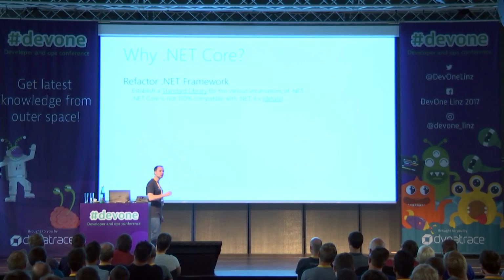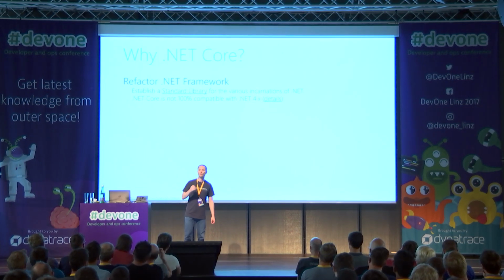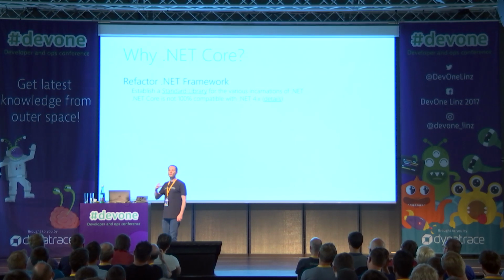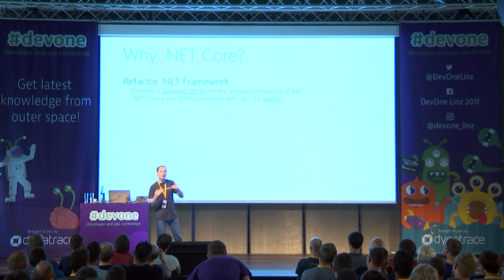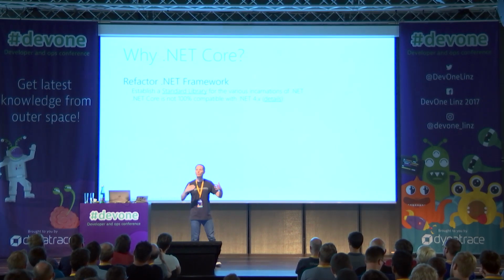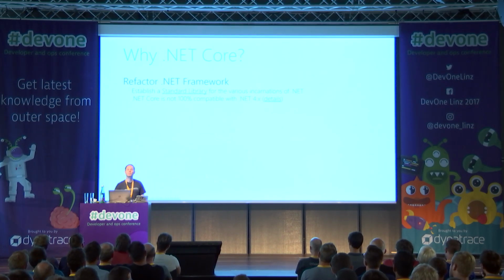And one important thing that is already mentioned here on this slide, a design goal of .NET Core was not to be 100% compatible with the old version, with the classic, with the full version of .NET. We have some compatibility, but I will go into more details later on.